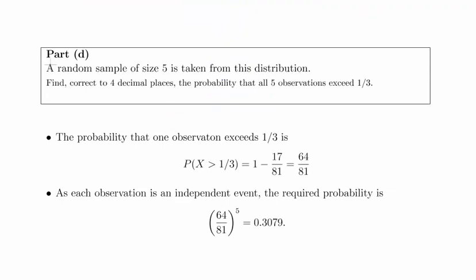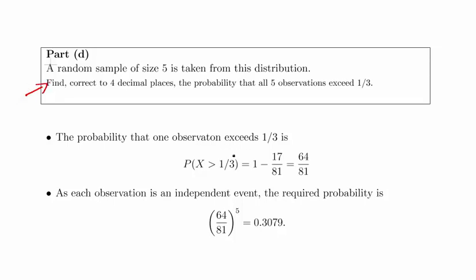Now, a random sample of size 5 is taken from this distribution. Find, correct to 4 decimal places, the probability that all 5 observations exceed 1/3. So the probability of exceeding 1/3 is, I just make a note to myself that the font should be a little bit larger, but I hope you can read it there.